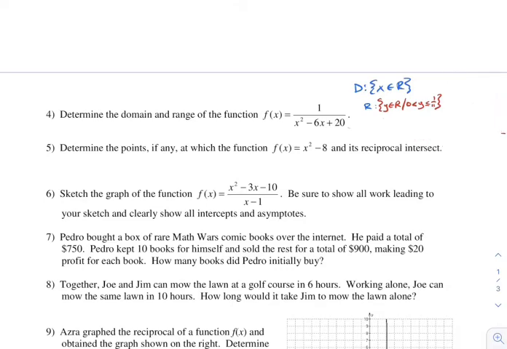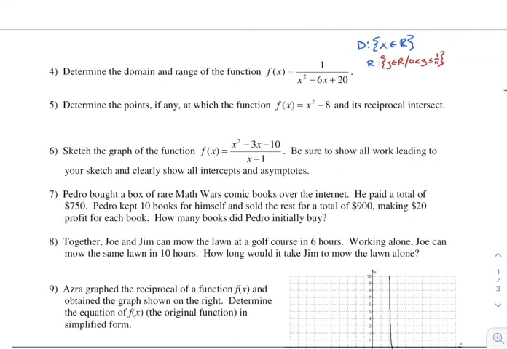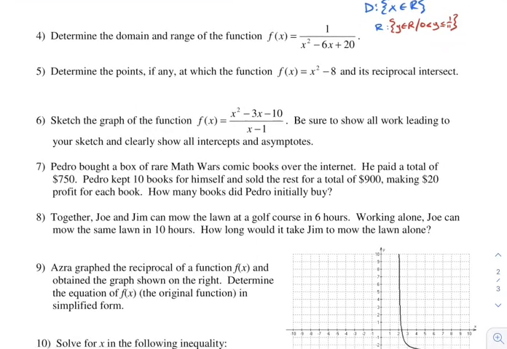Keep rolling along. Next one, determine any points, if any, at which the function f of x is equal to x squared minus 8. So I know that a reciprocal and its original function will meet where they share y is equal to 1 and y is equal to negative 1. That's the only spots where they share. So if they share those, I want to figure out, well, what is our function if y is 1? So we're going to, oops, negative 8.